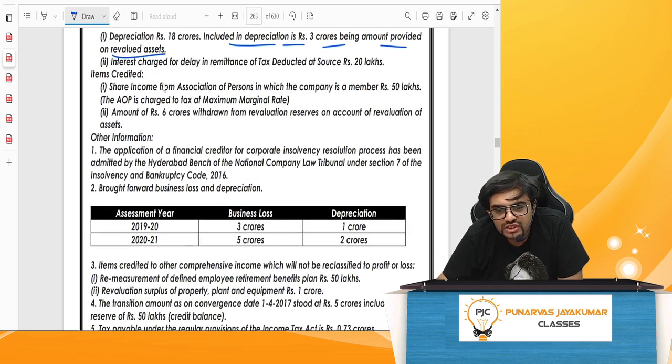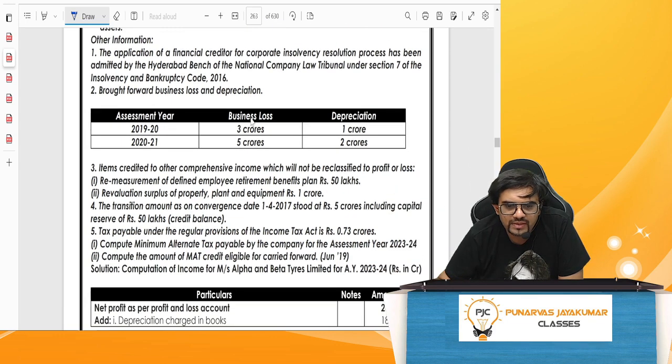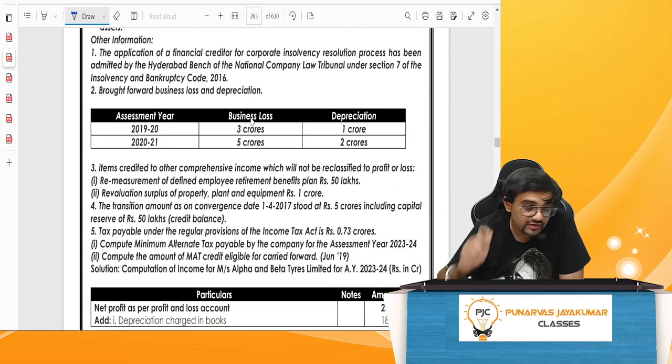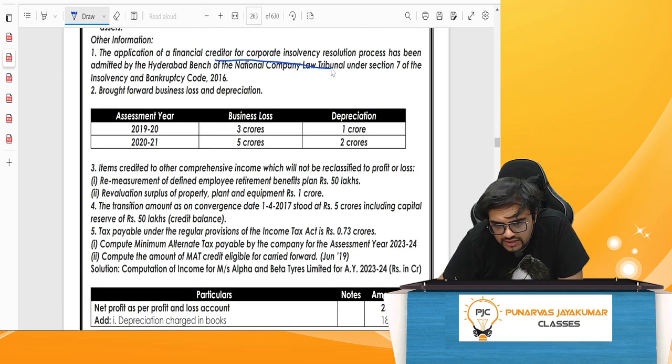What do you think? Share of income from AOP 50 lakhs. AOP is charged at MMR. Amount of 6 crores withdrawn from revaluation on account of revaluation of asset. Application of a financial creditor for CIRP has begun, admitted in the Hyderabad bench. Guys, if that be the case, what had we seen in the previous class? Business loss and depreciation, whichever is less, generally you should take. But when this NCLT thing comes, I should add everything and take.